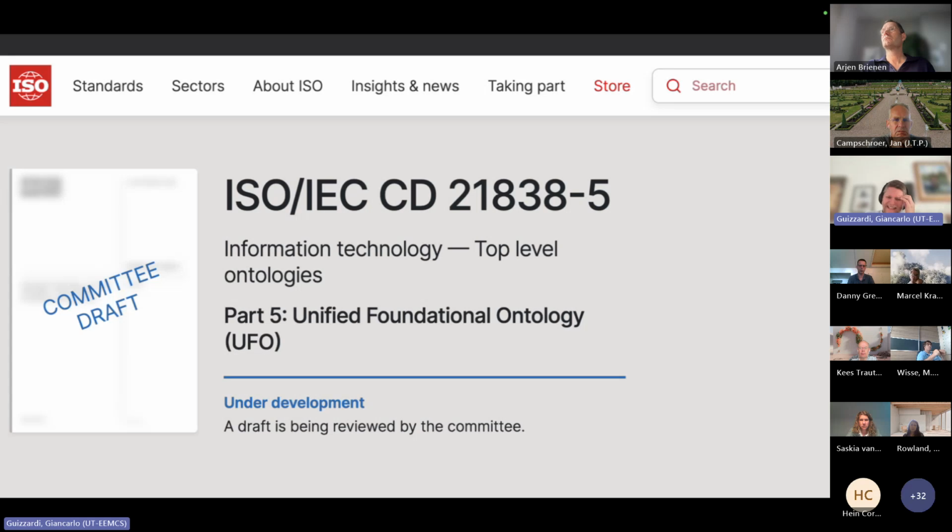UFO is now in the advanced process of standardization. So if everything goes well, it should become an ISO standard in the next few months.